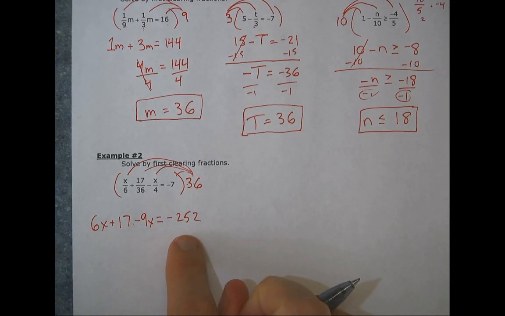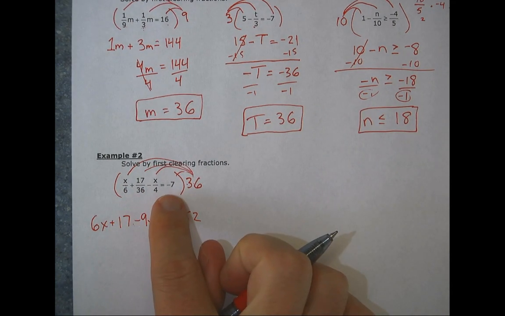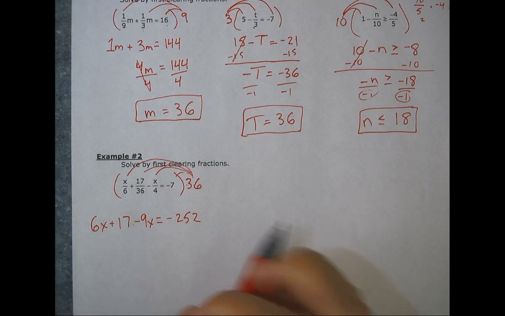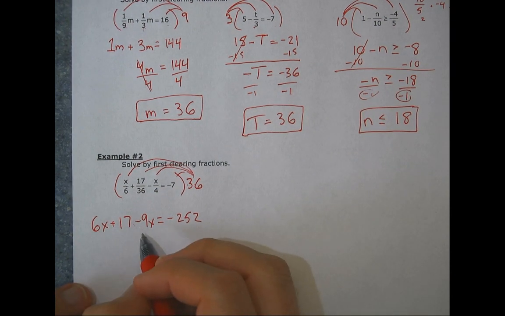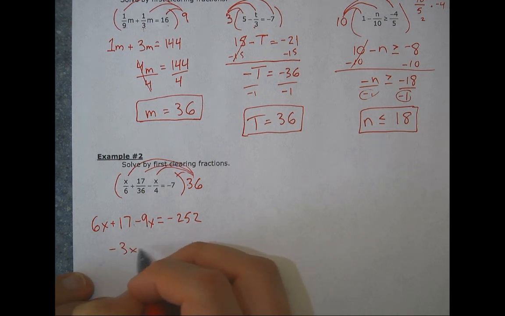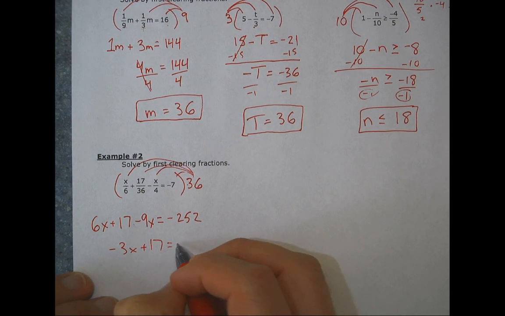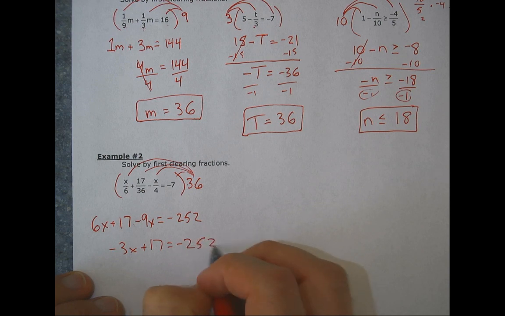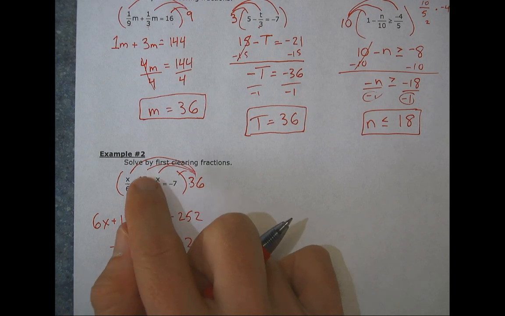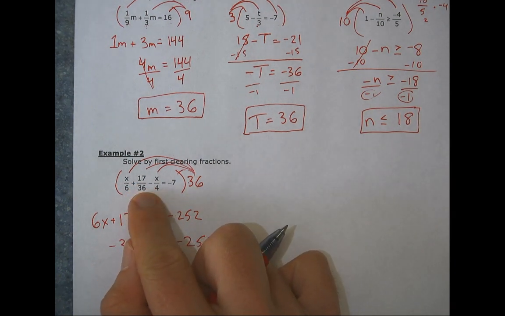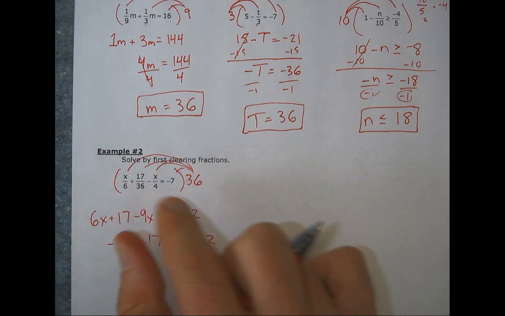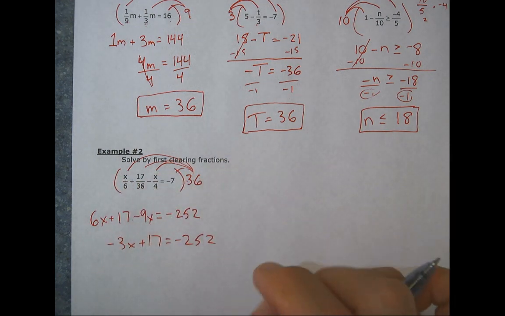This now is a whole lot easier to look at than all of these fractions, is it not? So let's simplify this side and then solve it. So you're going to put the 6x and the minus 9x together. So that's going to be a negative 3x plus 17. And now all of us would feel very comfortable solving this. And if I gave you this, you may not feel so comfortable. So this skill is very important and very useful in certain situations.